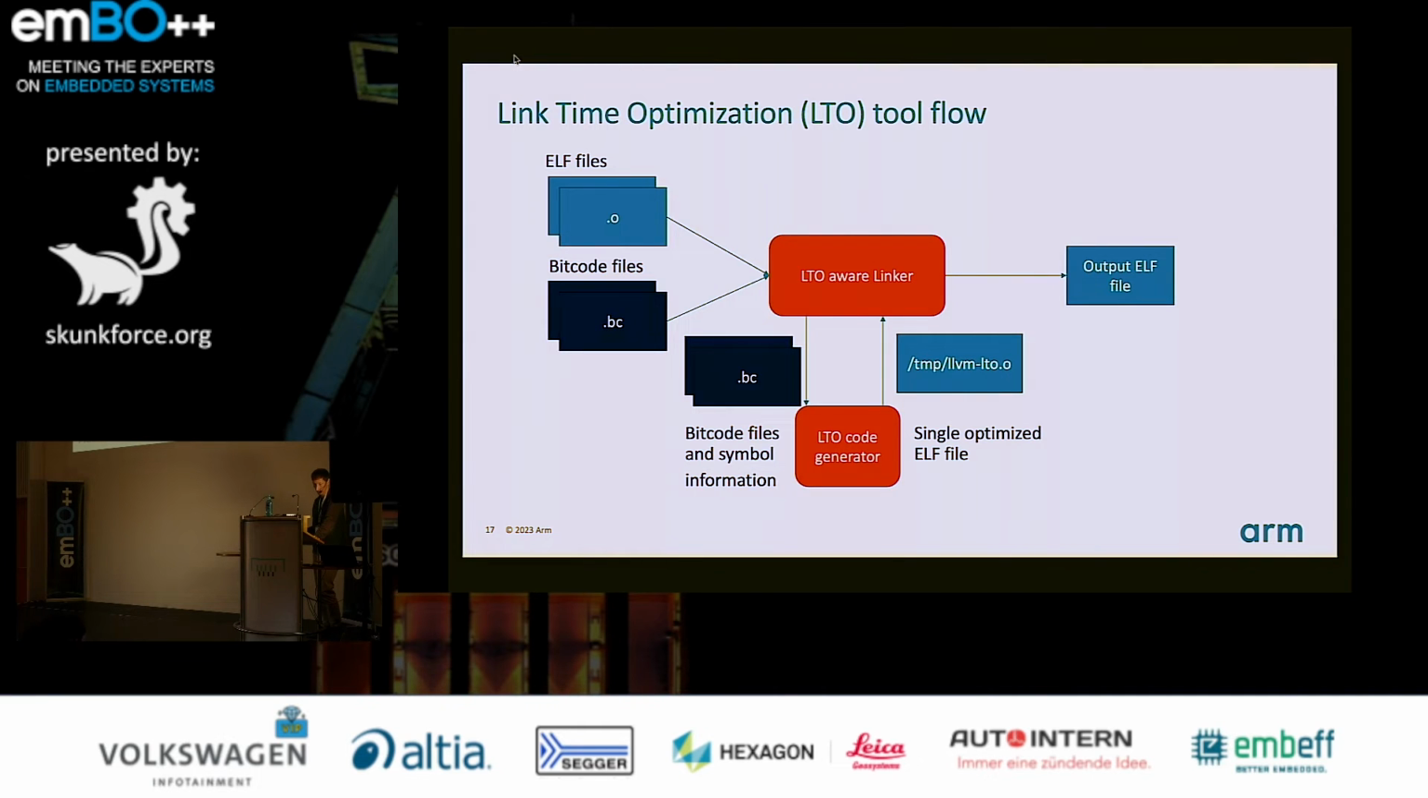It essentially all has to do is take in the bitcode files, which is the LLVM intermediate representation, and instead of trying to link them, it just extracts the symbol information from them, combines that with the symbol information that it gets from the normal ELF file, and then gives all that information to the LTO code generator. That will then spit out a single ELF file with a very strange name like /tmps/LLVM_LTO.o, and that ELF file then just gets processed as if it were any other ELF file by the linker. So almost all the hard work there has been done by the LTO code generator.